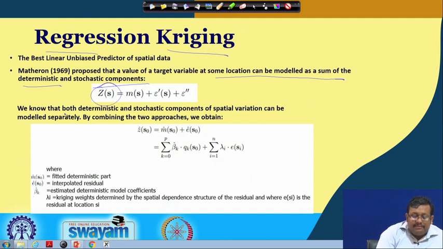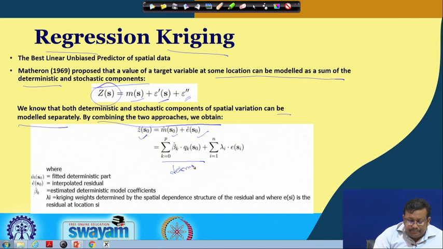So, a value of a particular variable at some location can be divided into a deterministic part and a stochastic part, and obviously there are some errors. We know that both deterministic and stochastic components of spatial variation can be modeled separately. By combining these two approaches we obtain a final output, where this is the output of the deterministic component, and this is the output of the stochastic component.